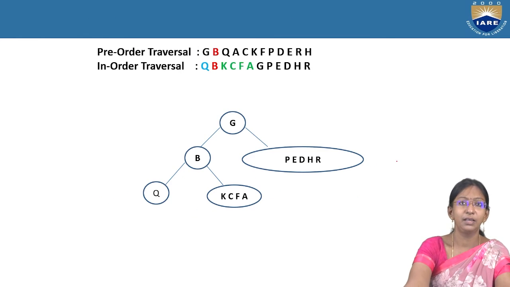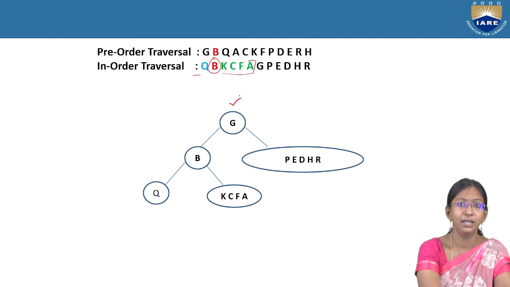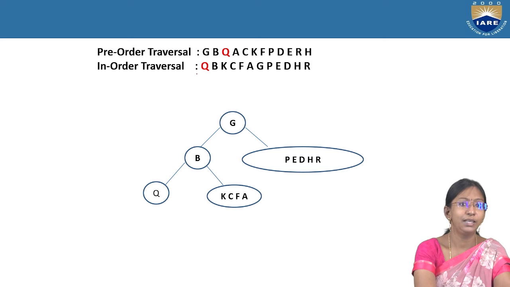Right. What is the next element in pre-order? B. Where is it in in-order? Here it is. The left of it is Q, the right of it is K, C, F, A, but do not touch G because G is already taken, which is the root of the tree. Right? So next, go to the next element in pre-order, which is Q. You do not have any left elements of Q. On the right, B is there, but B is already taken as the parent of Q. So we cannot touch it.